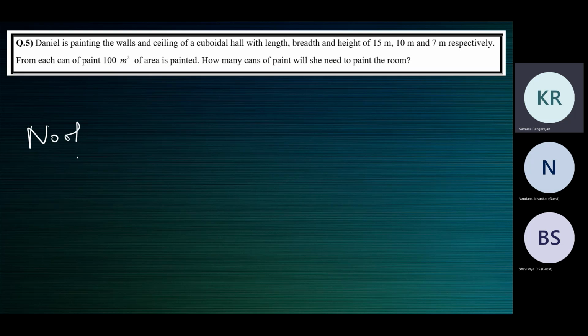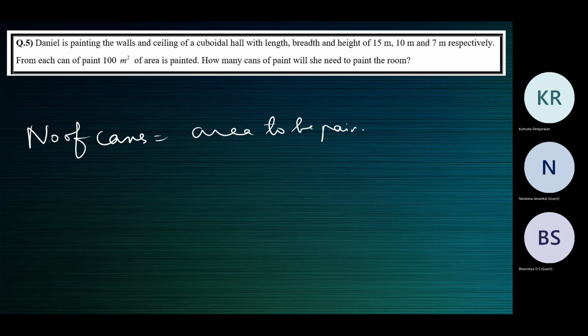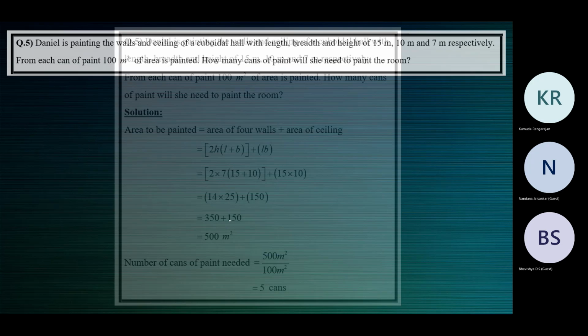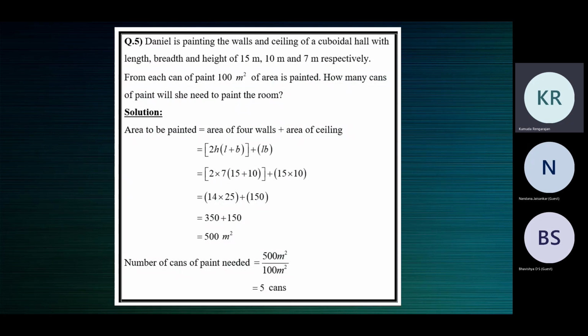So number of cans is equal to area to be painted divided by 100 meters square. Whatever is the area to be painted. So supposing 900 meters square is to be painted, divided by 100 meters square, so 9 cans. Yeah. Do this, children.